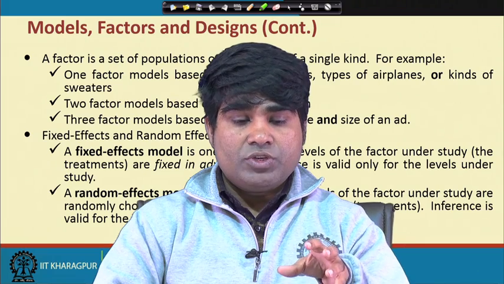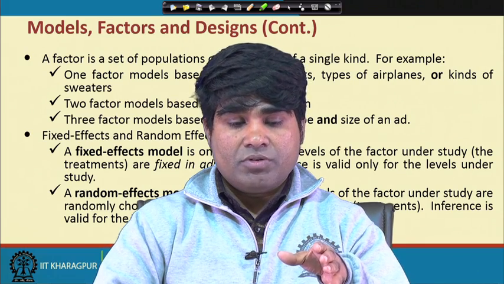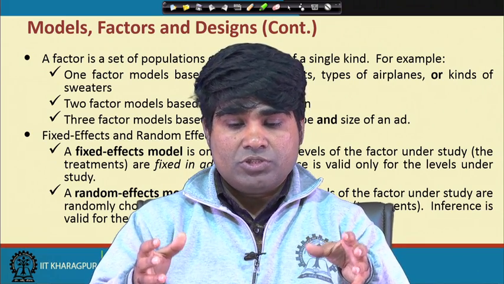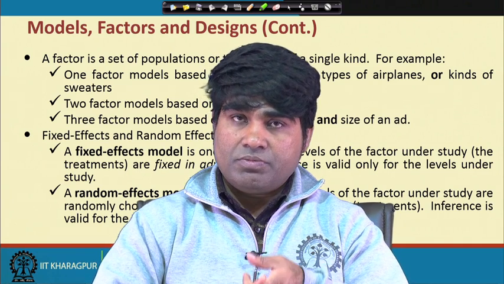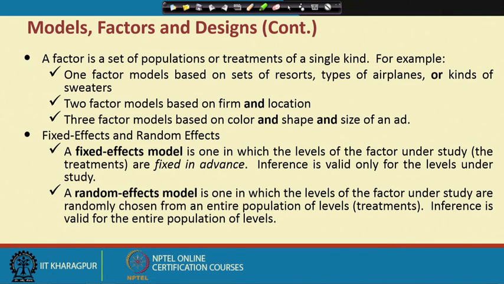And here we typically have two different models which you can connect with this particular situation. The first one is called a fixed effect model and the second one is called a random effect model. In the fixed effect model, the levels of the factor under study are fixed, and in the case of random effect models, the levels of the factor under study are randomly chosen from an entire population, that is the treatments, and the inference is valid for the entire population for this particular study or analysis.